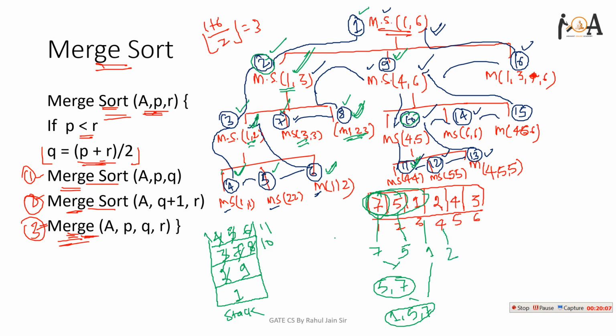After that merge sort 12 is called. So function 12 is called. Function 12 is merge sort 5 5, the fifth index element. So 5 itself is sorted. So 12 is executed successfully.